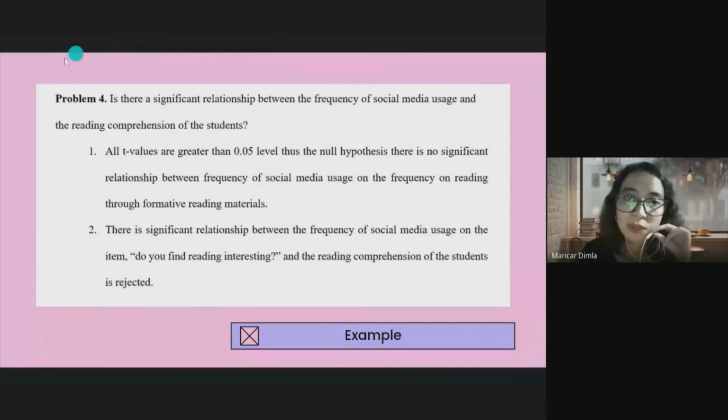And then class for the problem number 4, ito na class, yung babalikan ninyo naman si hypothesis you have on your chapter 1 to determine if si null hypothesis ba ay rejected or hindi. That is for the summary of the findings.